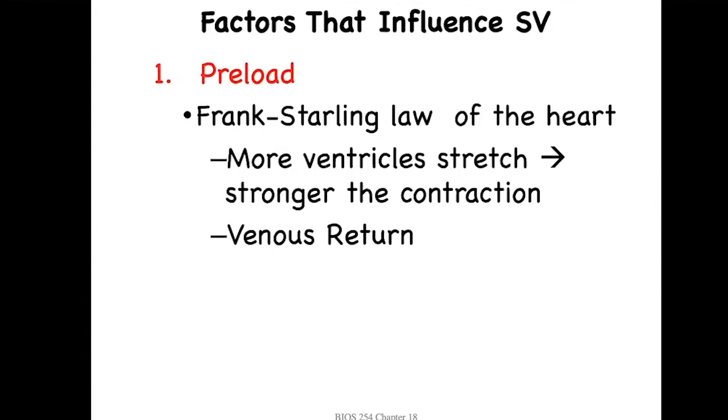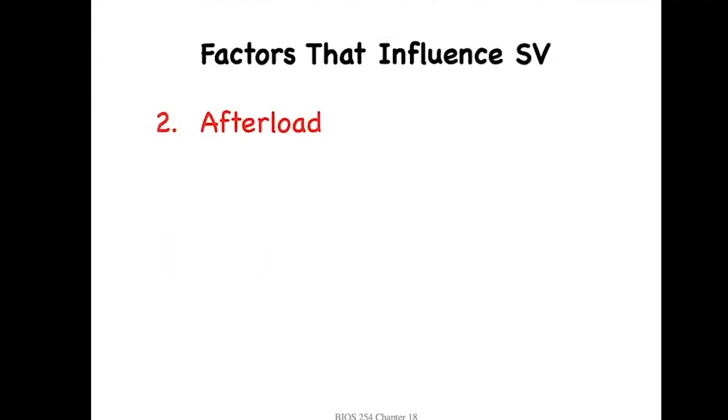The amount of blood returning back to the ventricles by way of the veins is called the venous return. If you increase the venous return, therefore you will increase the stretch. And due to Frank Starling's law of the heart, this will increase the strength of the contraction, more blood will be ejected, and therefore stroke volume will go up. Let's look at the second factor that influences stroke volume.